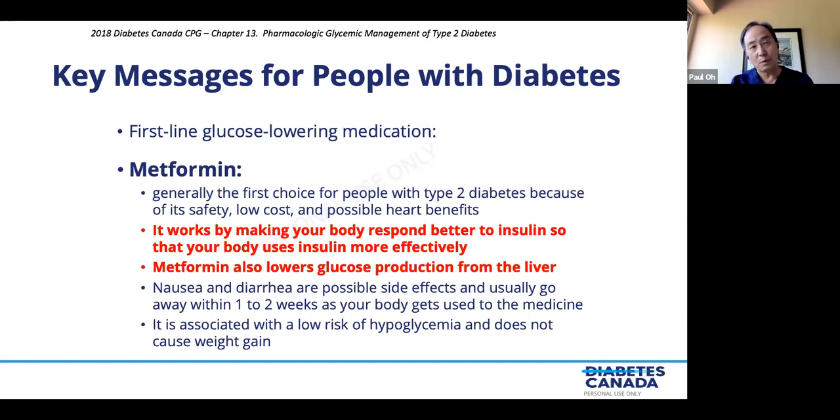So sometimes when we prescribe this, we may start with a lower dose and then build this up gradually over a few weeks so that our bodies can get used to this medicine. It tends to have a very low risk of causing excessively low blood sugars, and it does not cause weight gain. So for all of these reasons, for most people with type 2 diabetes, this will be the first step, the foundational step.